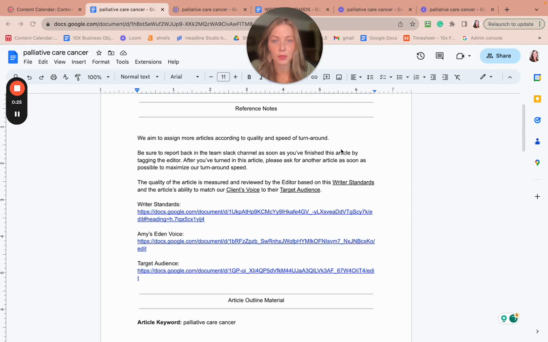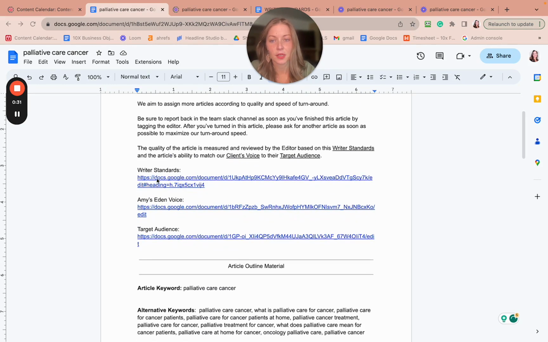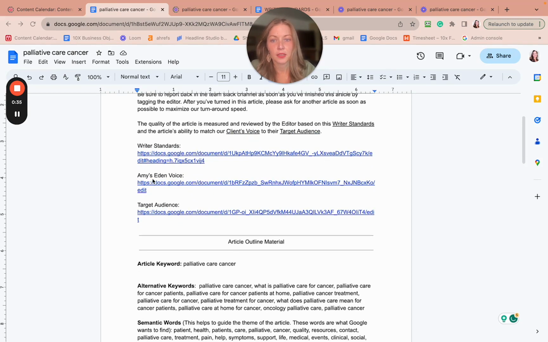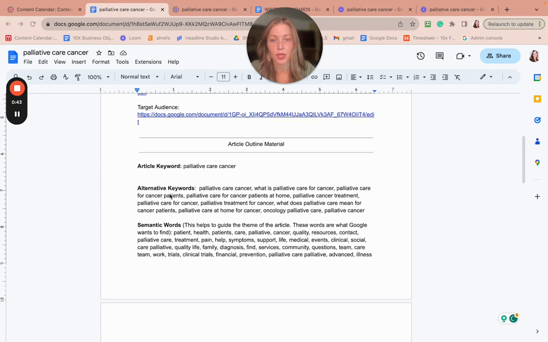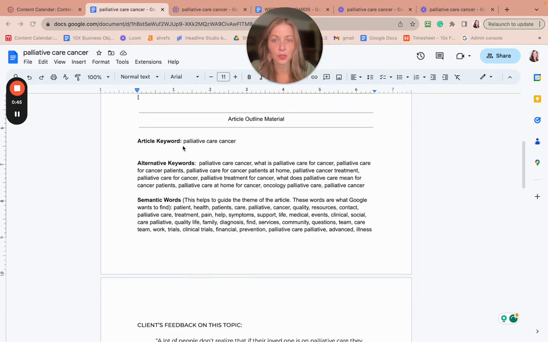So we begin with the reference notes and just read through this. It's basically very basic. The writer standards, read through that. And the voice of the client is always going to be in the outline. The target audience of the client is always going to be in the outline. The article keyword is always going to be in the outline. And please be sure to have the article keyword in the title as is.